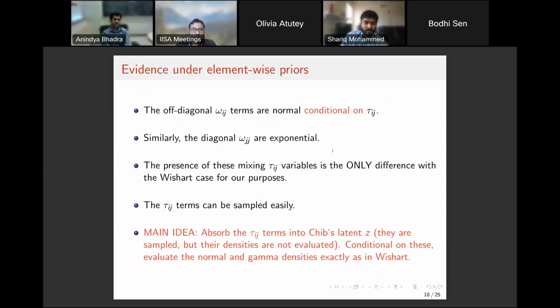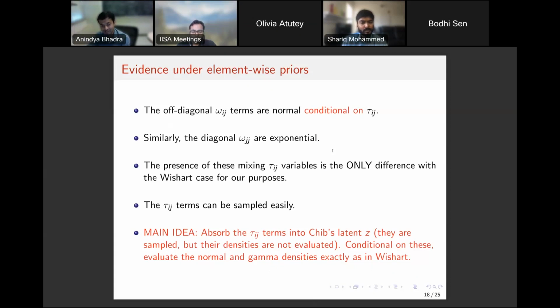So here is the prior then. The off-diagonal omega ij terms are normal now, conditional on this tau ij. That's the difference with Wishart. In Wishart, they were truly normal. Now they are normal, conditional on these component-specific tau ij terms. And similarly, the omega jj terms are exponential, just as in the Wishart case. So what happens is that for our purposes, these mixing variables, these tau ij variables, are the only difference with Wishart. If it is normal times gamma, we are in business, correct?